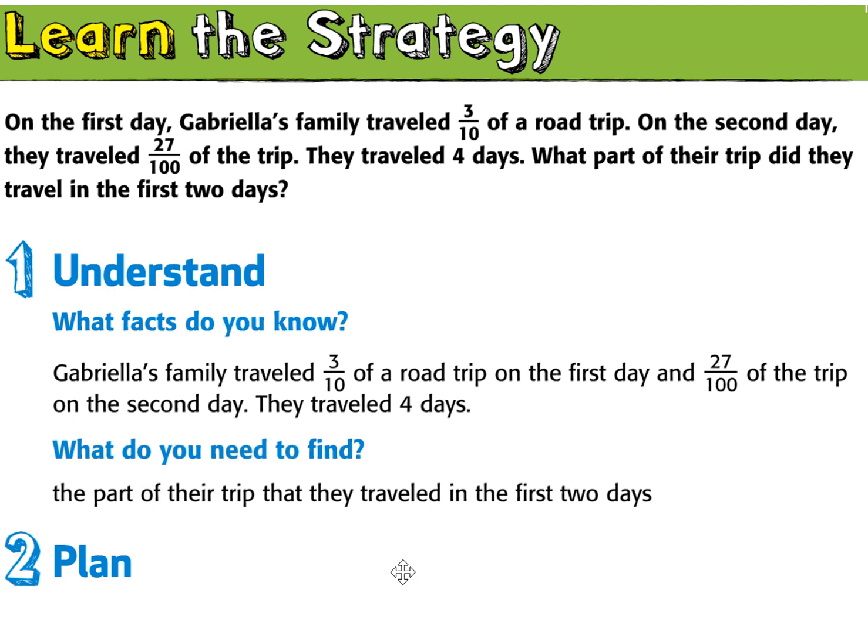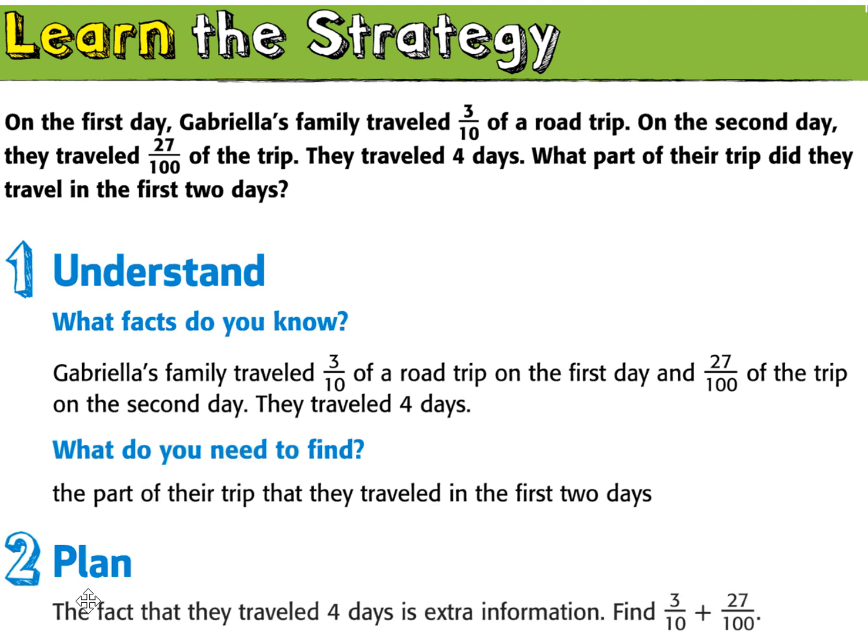So I need to ask myself, do I have too much information or not enough? Well, I do have some extra information. The fact that they traveled 4 days is extra information. But what I do need to do is add 3/10 and 27/100.